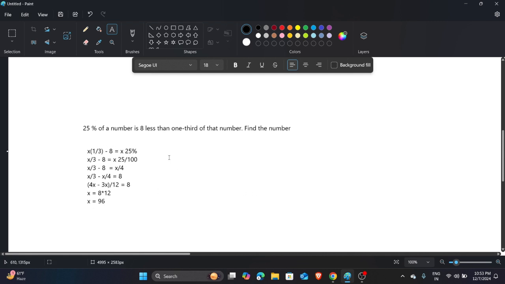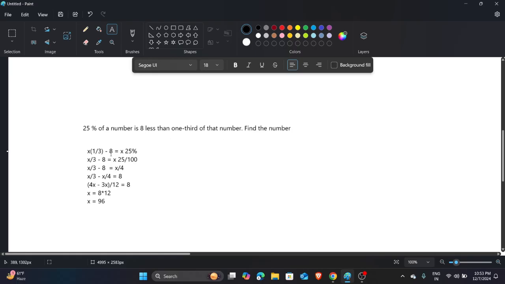Not much use of percentage here, but it is the one thing they ask, so I did it. So you can understand the trick. You have to go from the back in this type of question: one third of the number, so we write one third, and the number we take as x, and that is 8 less.